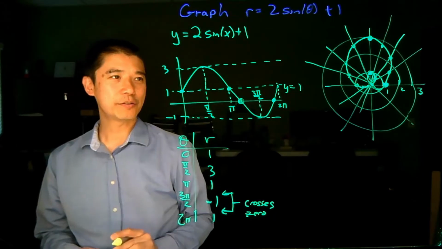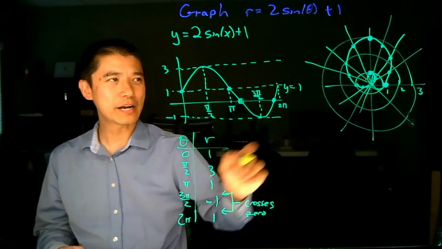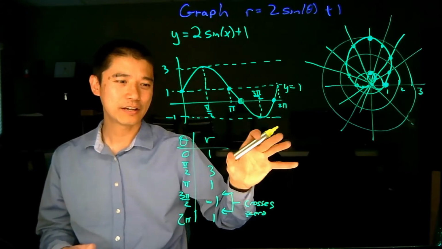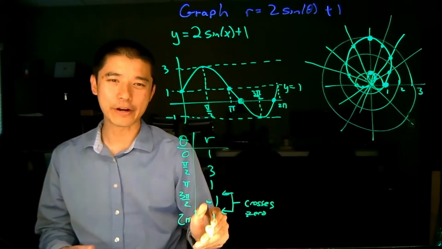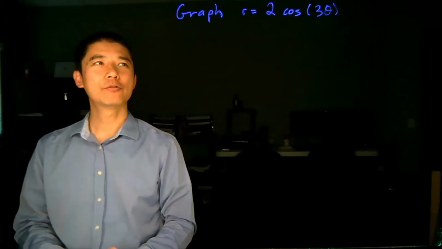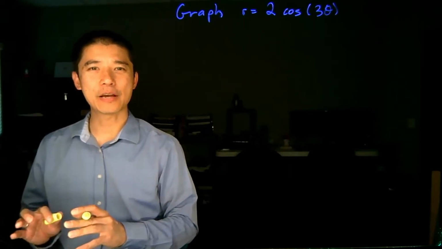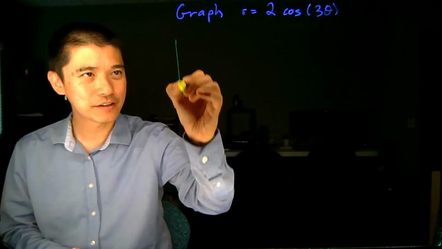And so here's another example, and you really just have to play with this a little bit and try a few examples and practice this idea of plotting these points, making sure that you're thinking about how the radius is changing. And here's one more example. Graph r equals 2 cosine 3 theta. This is going to have some additional features that will come out of looking at the graph. So let's take a look.